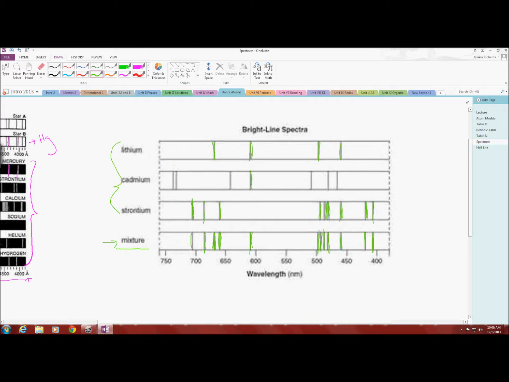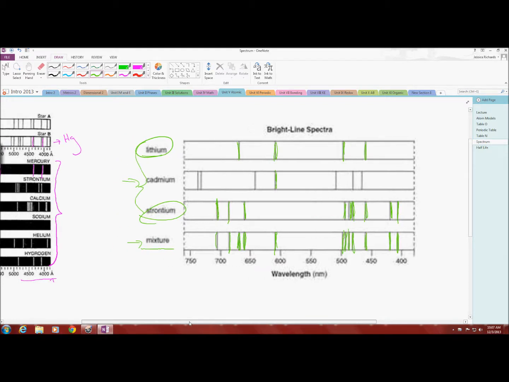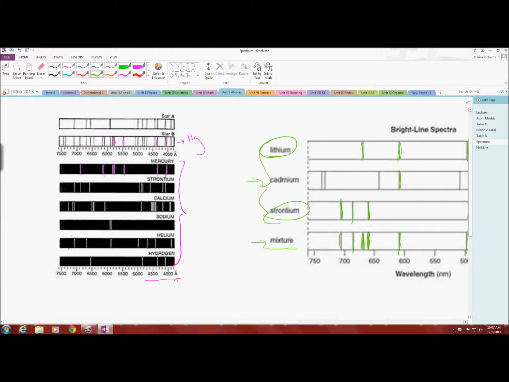Now, if I had to guess which things were in my mixture, I would pick this one and this one. And I would ignore this one because not all of the wavelengths are there. There's only one, so that's not going to be it. It has to have all of the bands in it. Very, very typical short answer question on the final exam. I've seen it more than once.